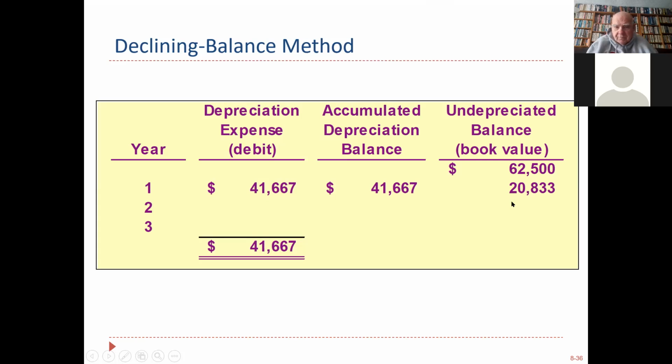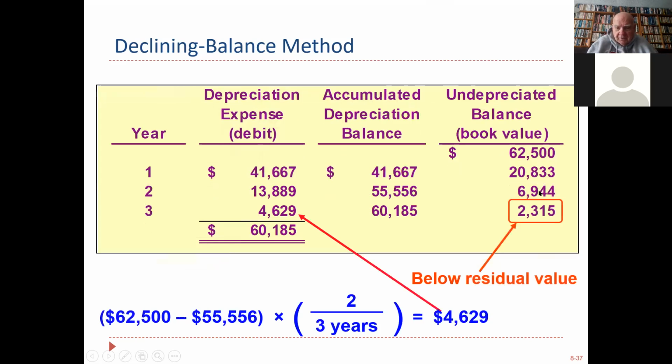How do we get the next year? We're going to take this new net book value and we're going to take 2/3 of that. So look what we have here. We have a beginning asset investment of 62.5. Under this method, we take 2/3 of the net book value. Next year, we take 2/3 of the new net book value. And the next year, we do the same thing.